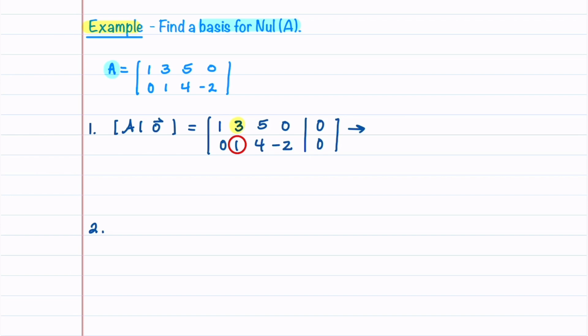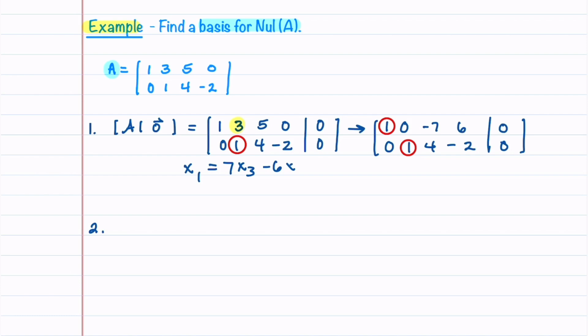This gives us the matrix 0, 1, 4, minus 2, 0 on the bottom row, and then the next row is 1, 0, minus 7, 6, and 0. We'll now circle our pivots and solve for x1 and x2. x1 is going to be equal to 7x3 minus 6x4. And then our x2 is going to be equal to minus 4x3 plus 2x4.